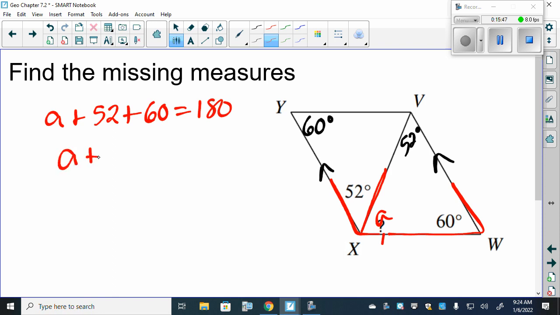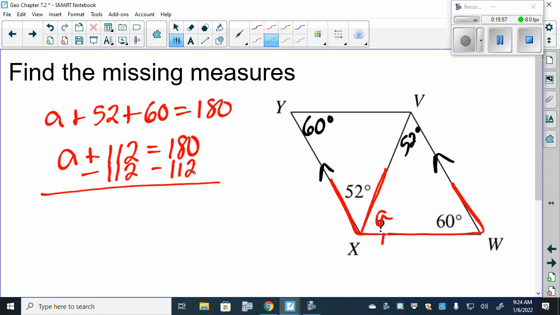Now we can do 52 plus 60, which would be 112, is equal to 180. Then we would subtract 112 from both sides, telling us A is 68.